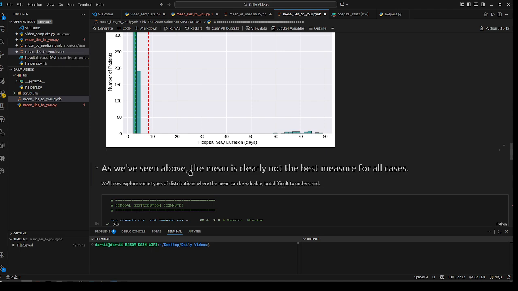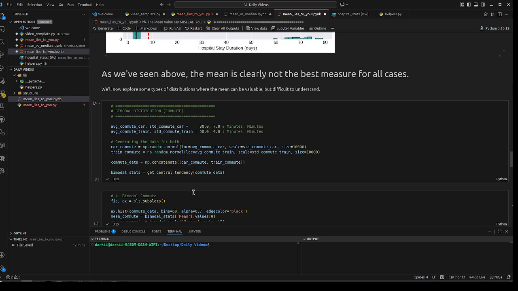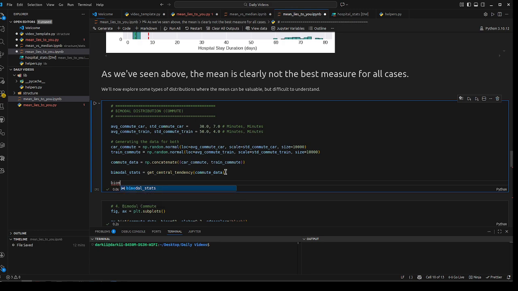So, continuing on, as we've seen above, the mean is clearly not the best measure for all cases, of course. And now, if we do this data again, we can look at an actual bimodal distribution. In this case, we're basically modeling a commute. So for a car, we would say that the average commute's about half an hour, standard deviation of 7 minutes. So it varies quite a lot. Some days traffic is much more dense than other days. And then we have the average commute for a train, and the train is longer with less standard deviation. Now these are 2 separate distributions in one.